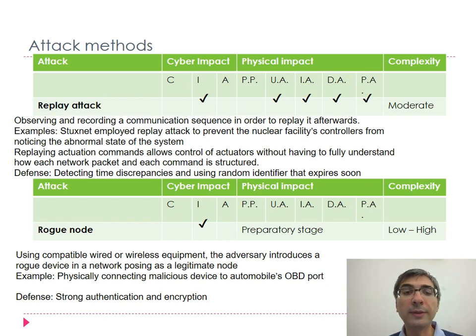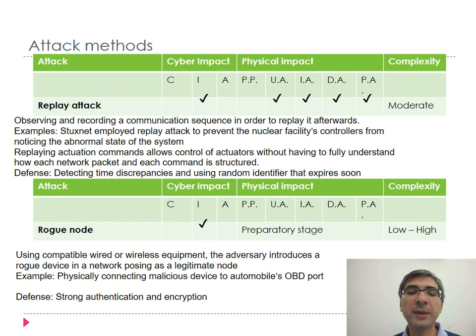And there can be a rogue node then. Now again, a rogue node is not really an attack by itself, but it is, let's say, a strategy or a name for an attacker. In the rogue node, we have an attacker who perhaps introduces a new device, a new laptop, a new embedded system, anything that pretends to be a legitimate node in a network. Physically connecting a malicious device to the onboard diagnostics port of a car, for example, is one way to introduce a rogue node.